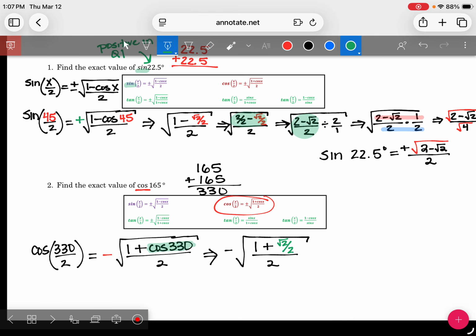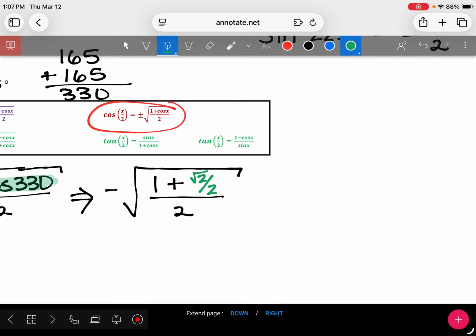The next thing I'm going to do is rewrite 1 as what? 2 over 2. It was. I was just playing, guys. I did that on purpose. Because I was like, are they really paying attention? That's what a good teacher does.